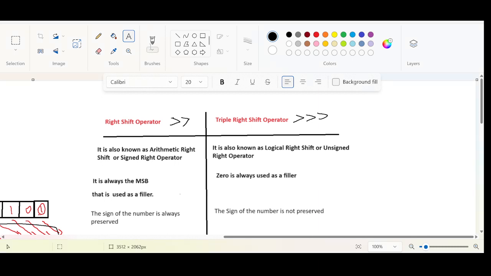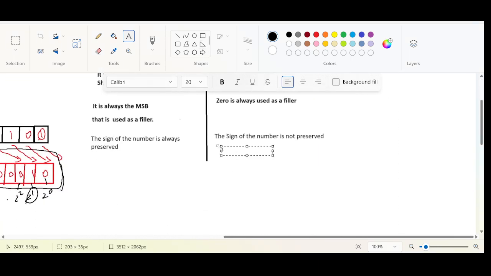Right. About this triple right shift operator, I can also add that Python does not support triple right shift. Why is Python coming here? Just to show the difference, nothing else. Python does not support the triple right shift operator.